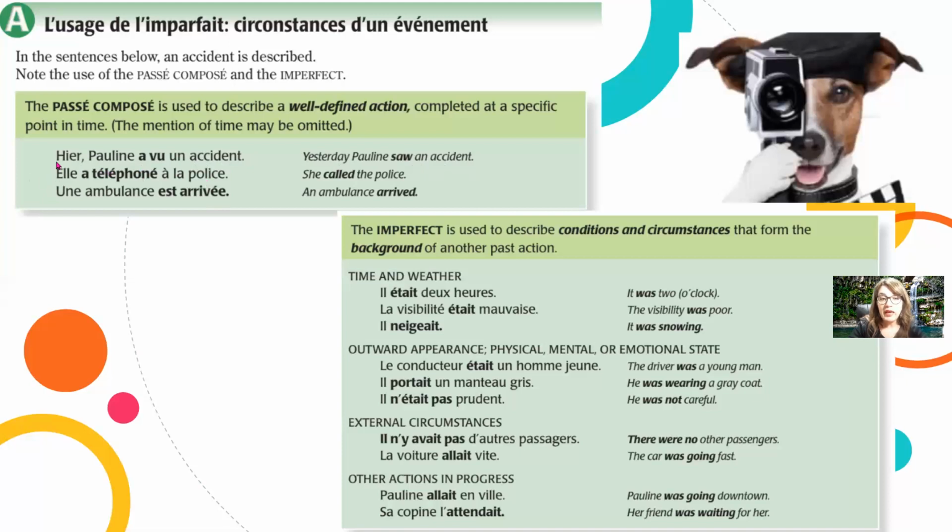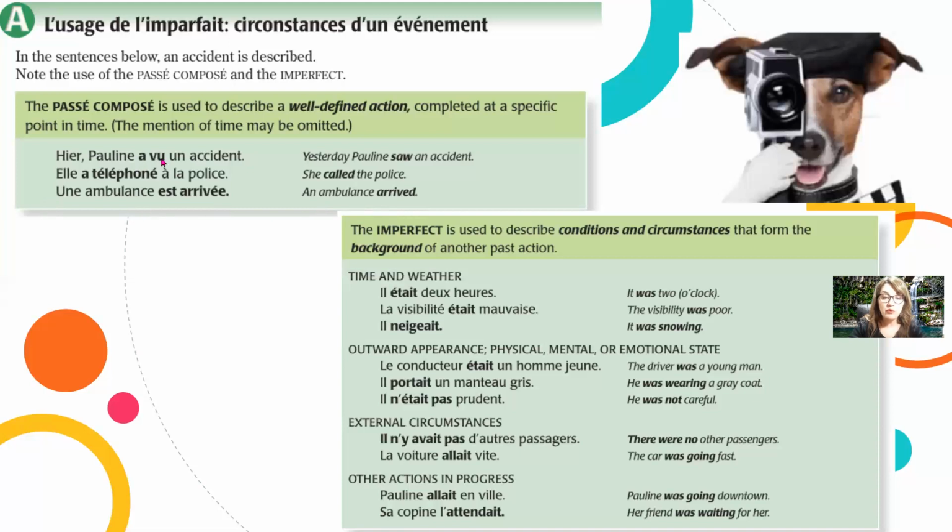So we don't have hier again here, but the action is continuing, the story is continuing about the same time. So elle a vu un accident et elle a téléphoné à la police. She called the police. Une ambulance est arrivée. An ambulance arrived.